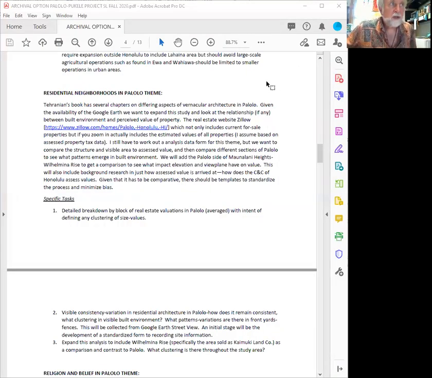This particular introduction is the introduction to the residential neighborhoods in Palolo for our Palolo project. This particular theme is looking at what's usually called vernacular architecture, which you might call architecture that people do for practical reasons versus formal architecture done by architects. And Palolo, with the exception of maybe a few of the temples, is almost entirely vernacular architecture.